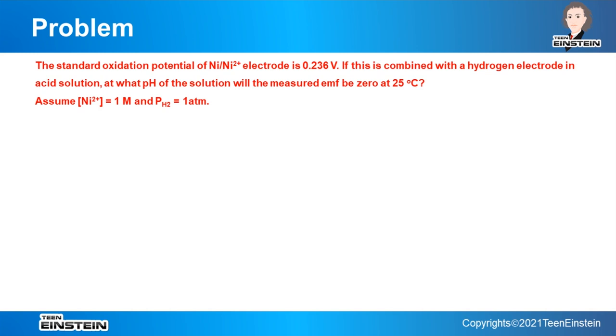Next problem. The standard oxidation potential of the nickel 2 plus electrode is given. See, if you want to know the reduction potential, simply put a negative sign. This is combined with a hydrogen electrode in acid solution. So the question is, at what pH of the solution will the measured EMF be 0? At 25 degrees centigrade, the concentration of nickel 2 plus is given as 1 molar and the partial pressure of hydrogen is also given, 1 atmosphere.